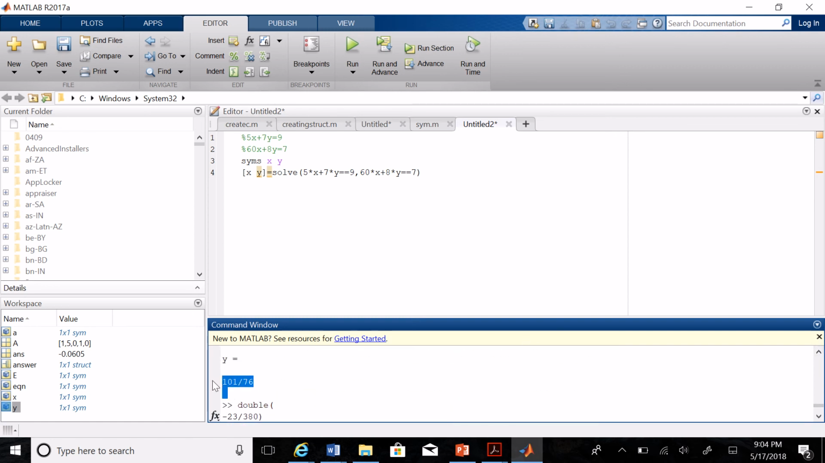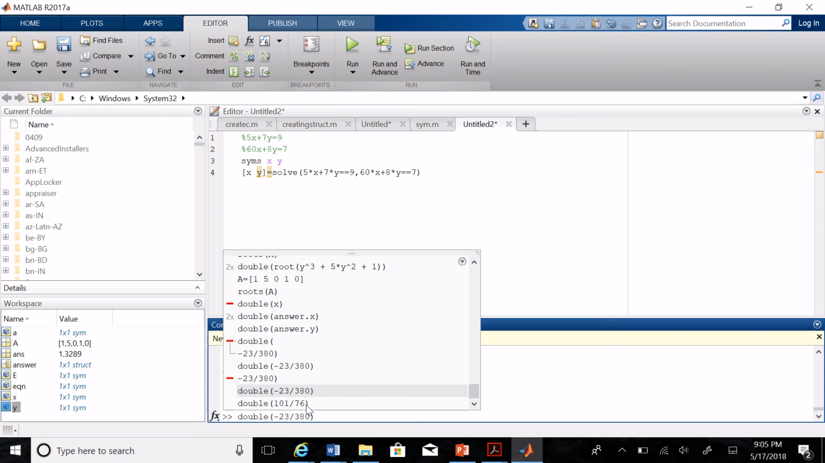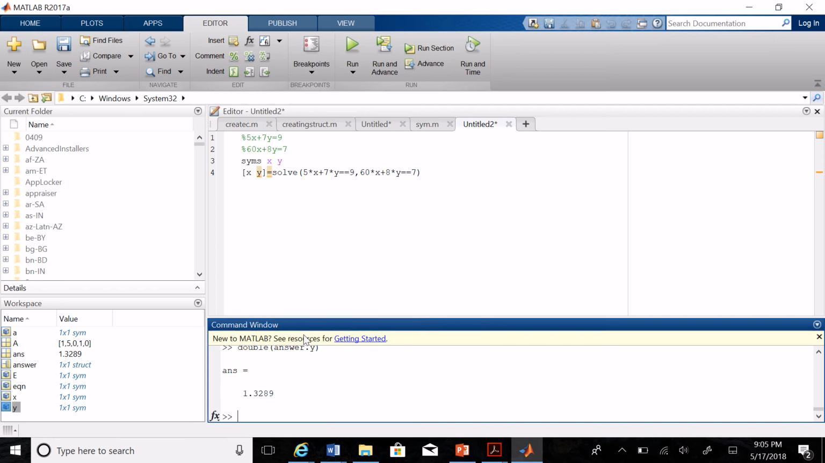And this one, 101 over 76. You just type double, Control V, and you get the second answer. Or you can leave it, and that's equal to answer y. So that's the same thing, 1.32 and 1.32. So if you do it like this, you get the results in fraction form, which is fine. If you want to get it in the same format, you just type double.